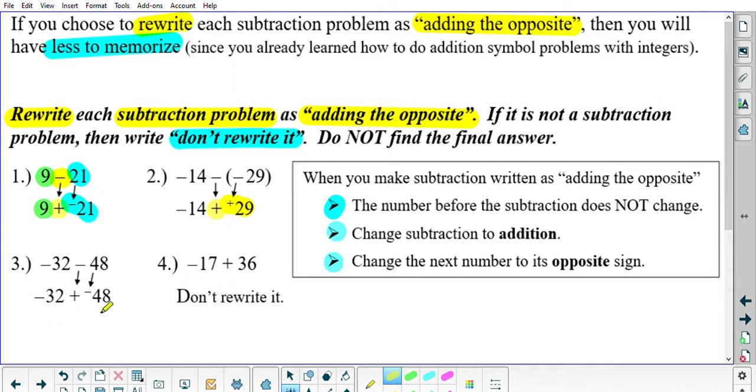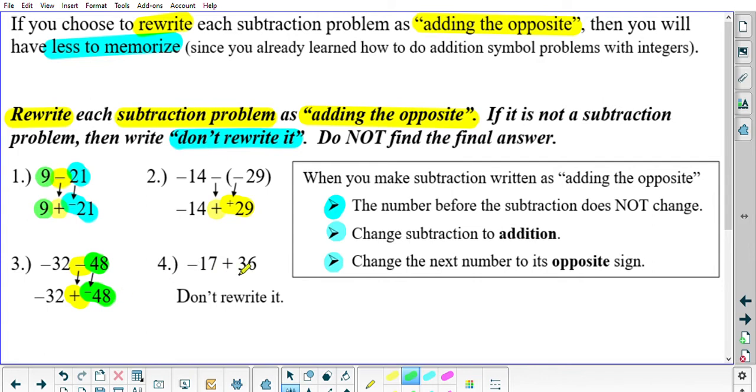Here's another example that's already typed up for you. Negative 32 minus 48. The negative 32 stays the same. Get the moral of the story here? First number stays the same. Subtraction becomes addition. And then the number that was to the right of it, which was 48, becomes its opposite, negative 48.